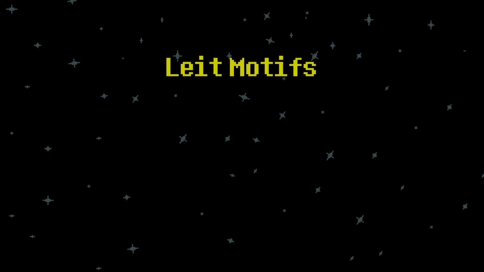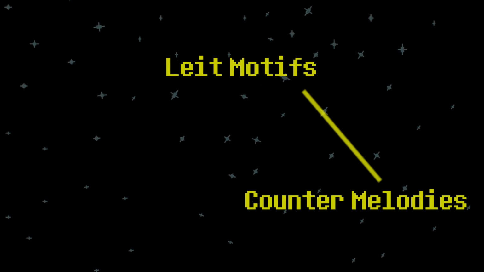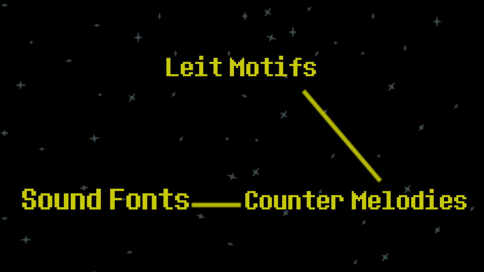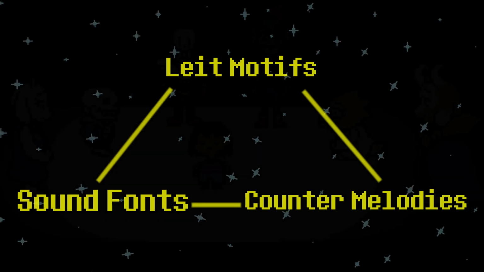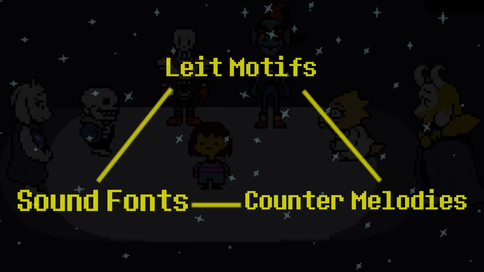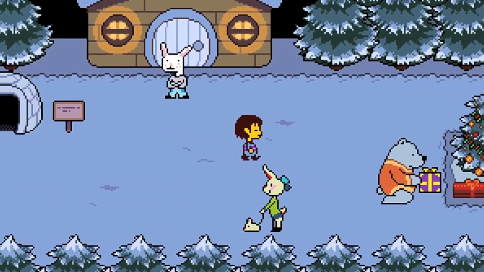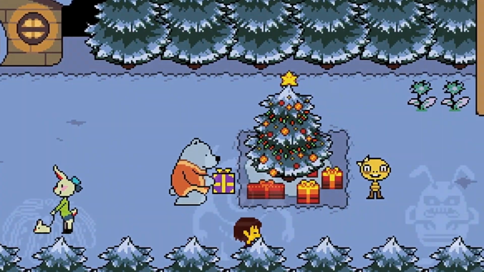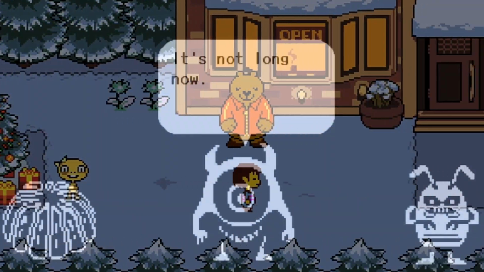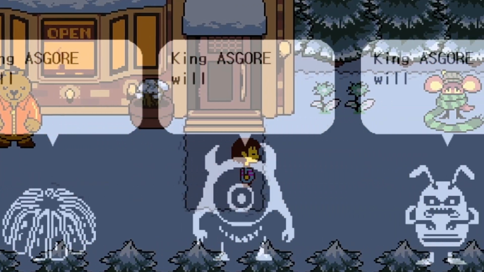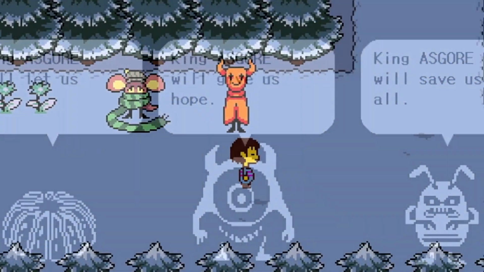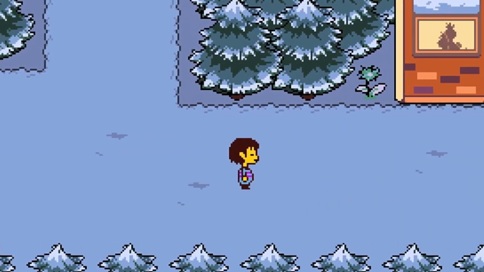Everything in Undertale is connected. The leitmotifs coincide with the counter melodies, play off these sound fonts, and all of these are connected throughout the entirety of the underground. All of these characters have the same story in common of wanting to escape the underground, so even though we don't think the music connects everything, I mean, I don't have to explain more. I've been rambling on for the past 8 minutes.